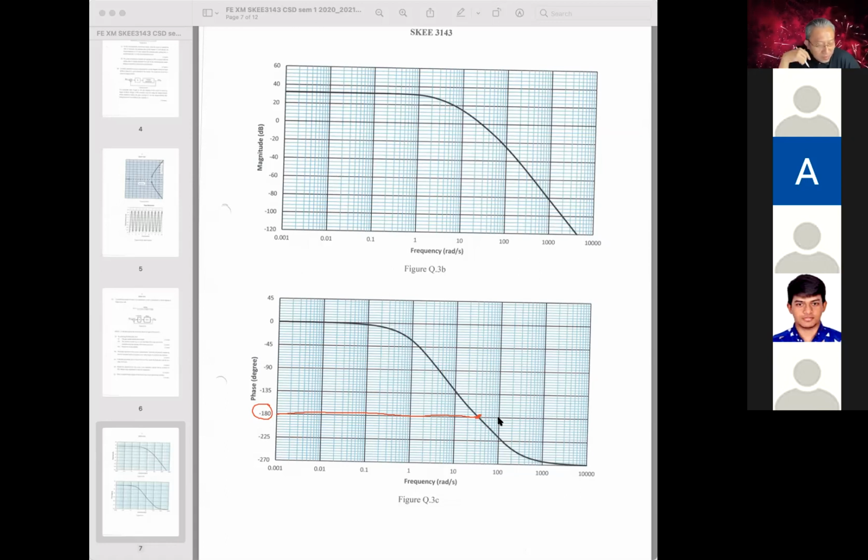Okay. What is the omega GM? The frequency over here. I think 35. Here, 35, right? 10, 20, 30, 35. Okay, agree. Then 35 is here.